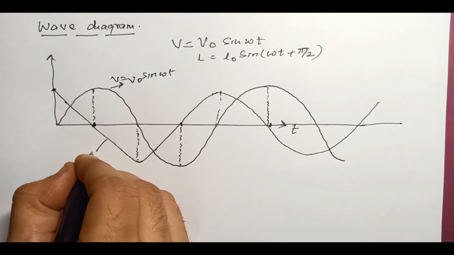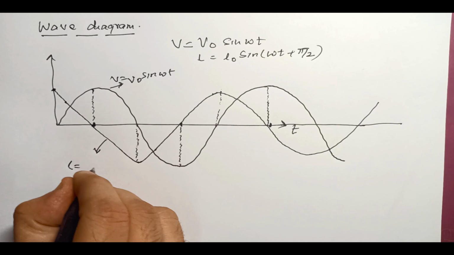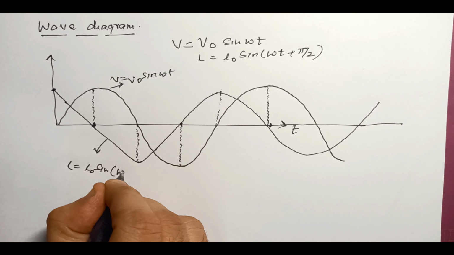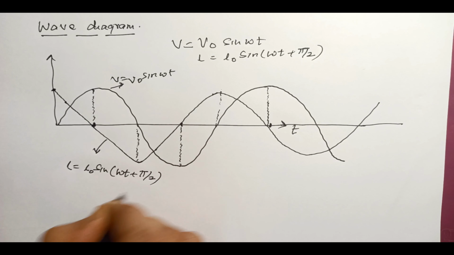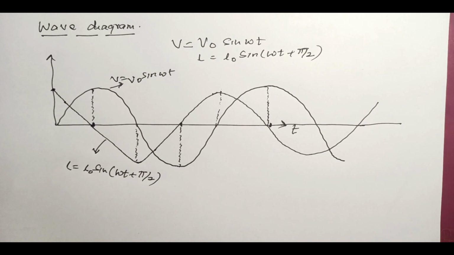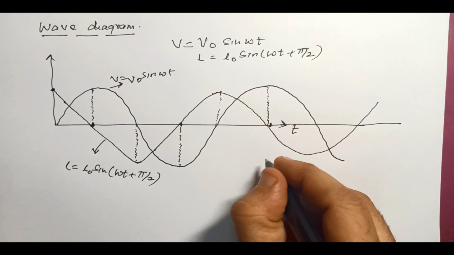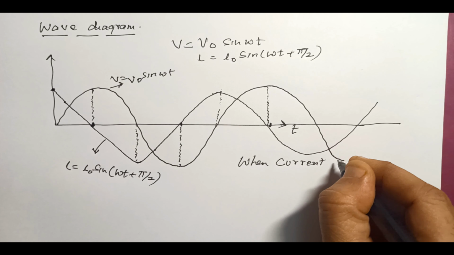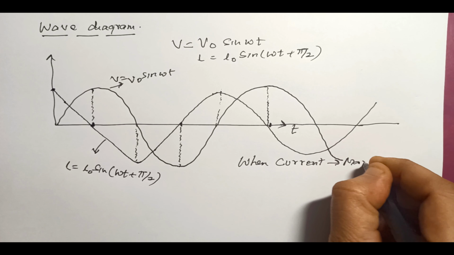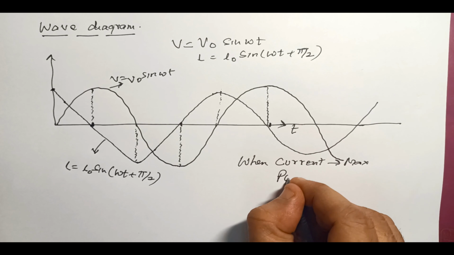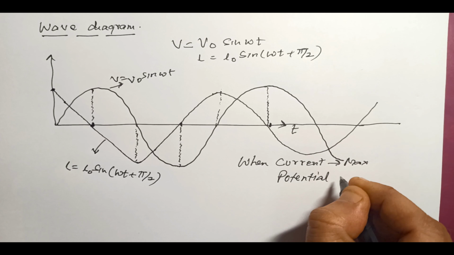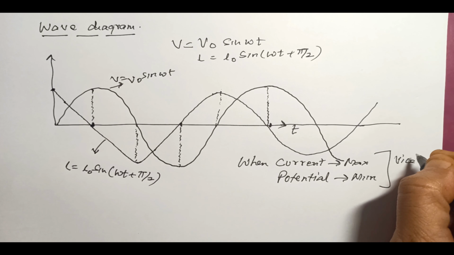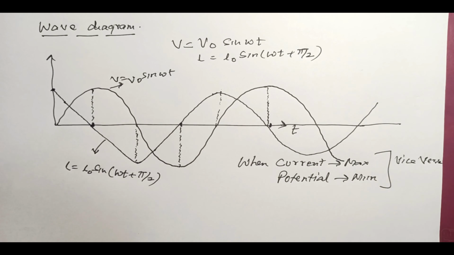Now this is I equal to I naught sine omega t plus pi by 2. Again here, when current is maximum, potential is minimum, and vice versa.